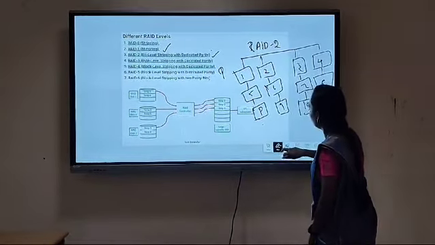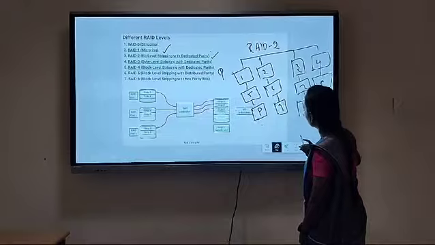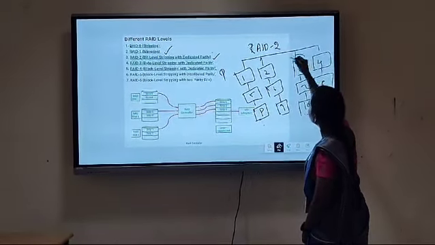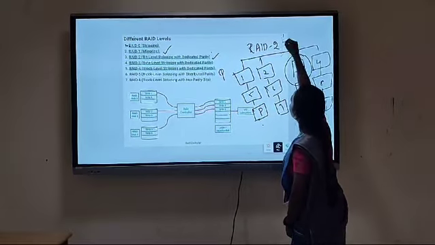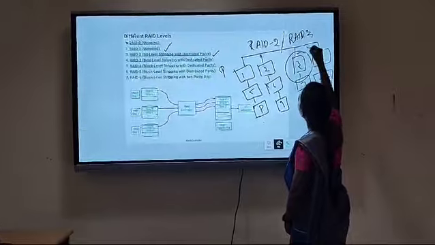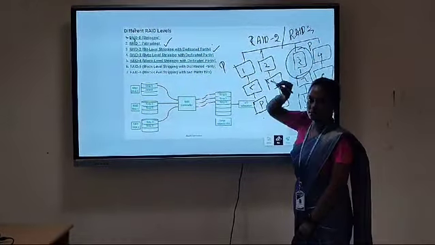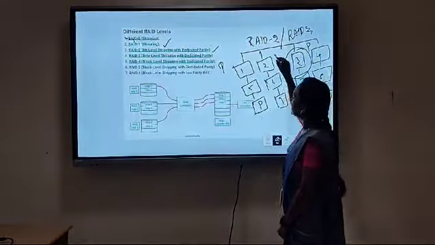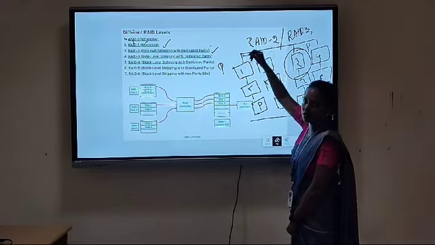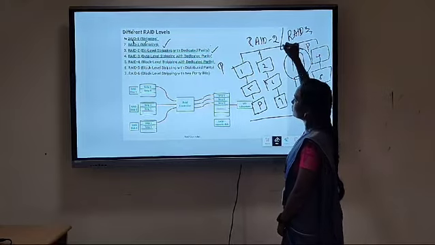Then byte level. If this is RAID 2, in RAID 3 I am going to add a parity check in this place. This is byte level. Bit level means it works on the single bit, and byte level works on the major part from the starting point.